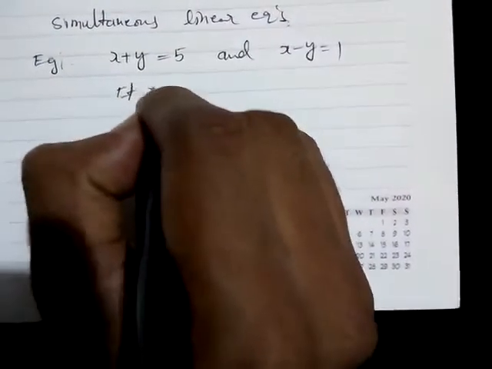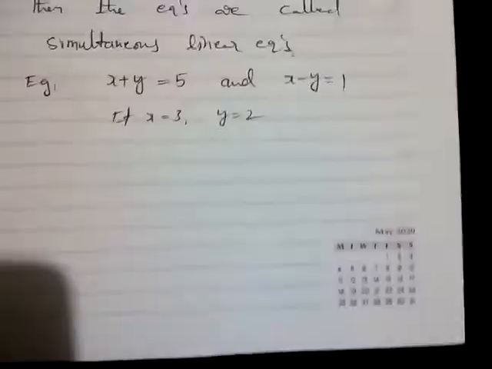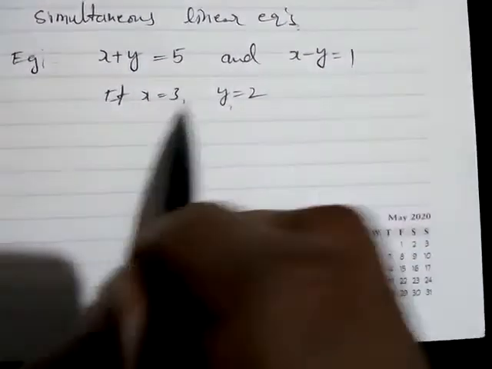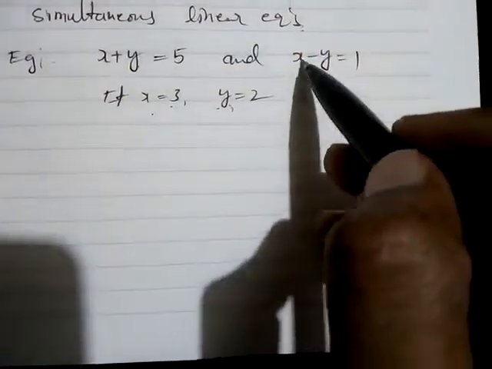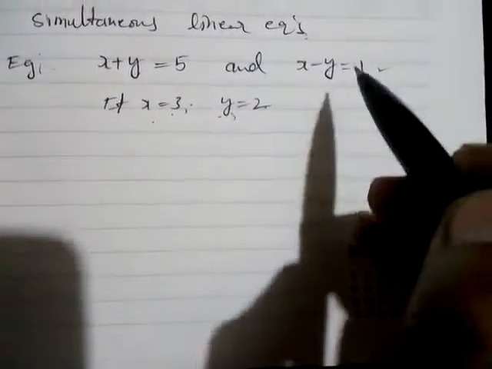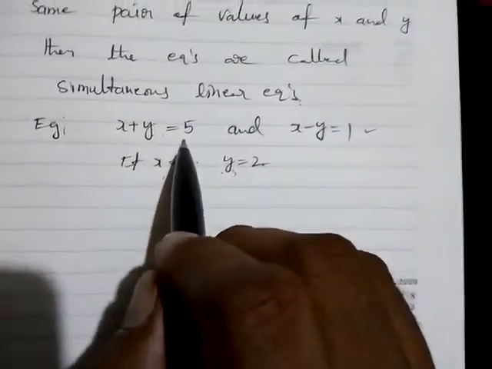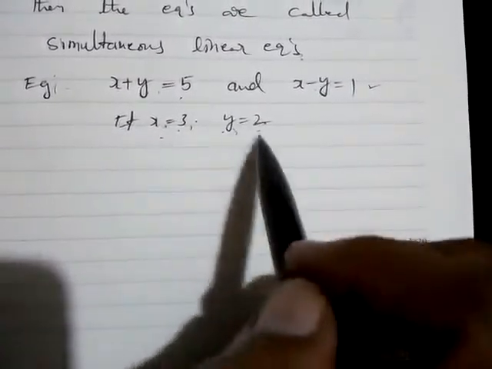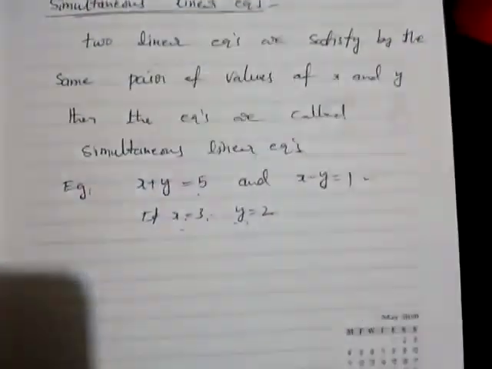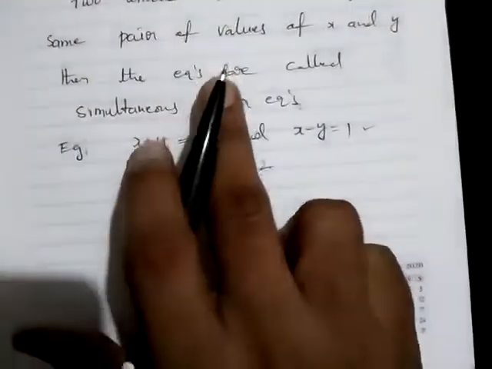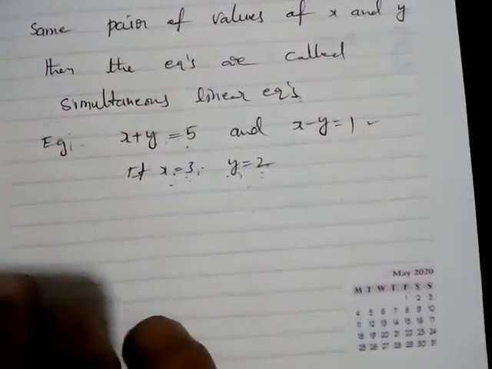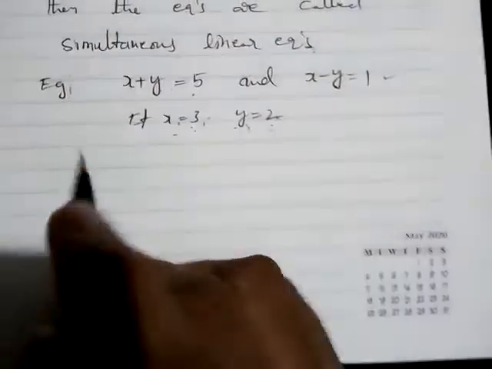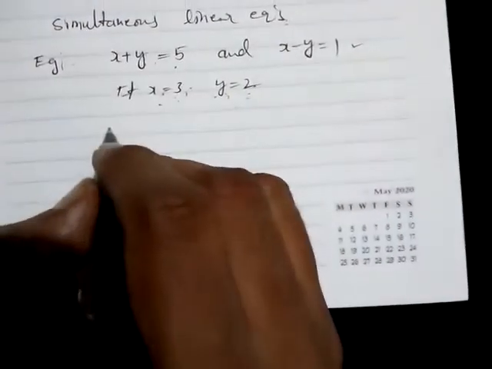If you take x is equal to 3 and y is equal to 2, this equation is satisfied, and the same pair of values of x and y satisfies the other equation also. So these two equations are satisfied by the same pair of values of x and y. That's why these two equations are called simultaneous linear equations. So next one is systems of linear equations in two variables.